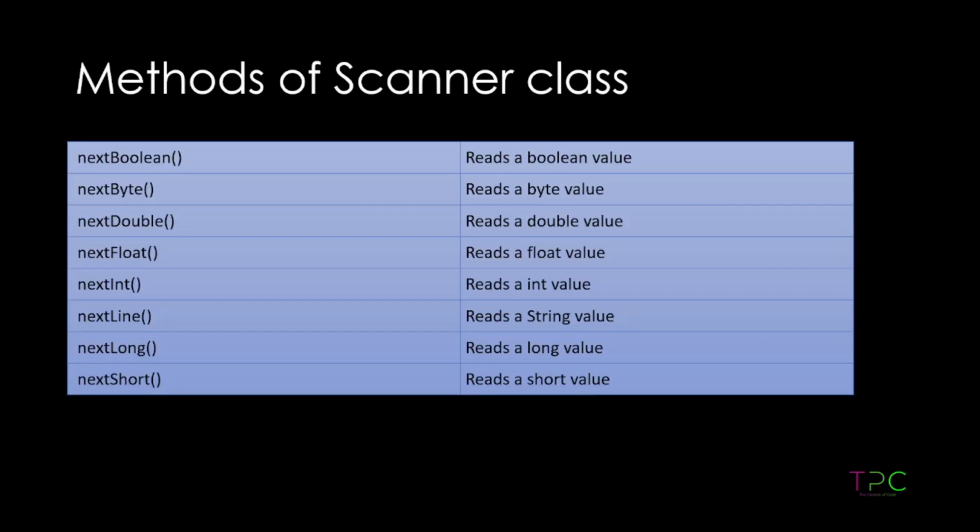What else? The scanner class has a few methods that we will use today. The most important is nextLine, which, as you see, reads a string value. So whatever we put there, the scanner reads. And also we've got dedicated methods for each primitive type, like boolean, byte, double, float, and so on.